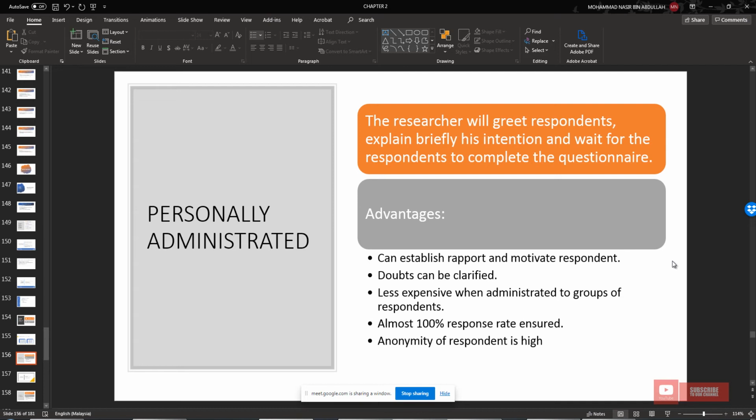The advantage is you can establish rapport and motivate the respondent. Doubt can be clarified if your respondent has a doubt or is vague about the question, so you can clarify the item or question. It is less expensive when administered to a group of respondents. Almost 100% response rate is assured, right? Almost 100% you will get the response from the respondents. Anonymity of response is high, right?